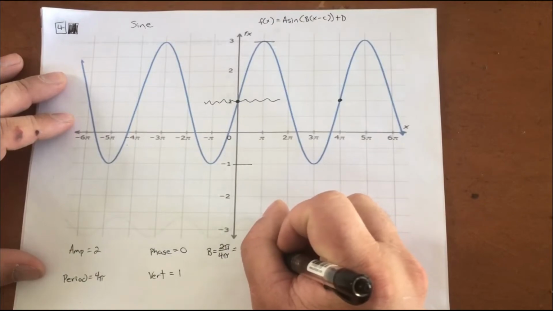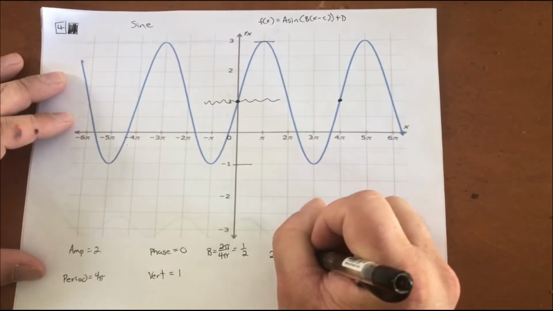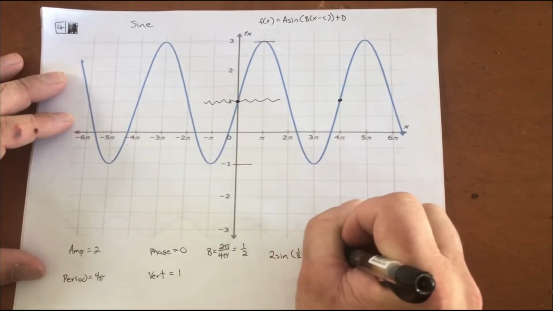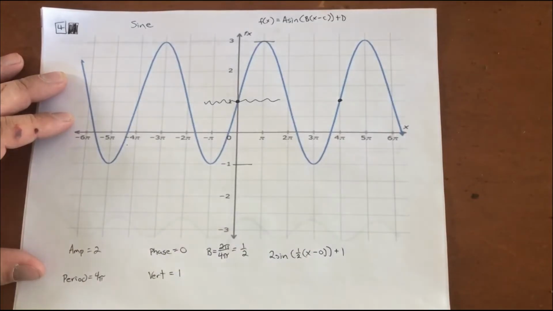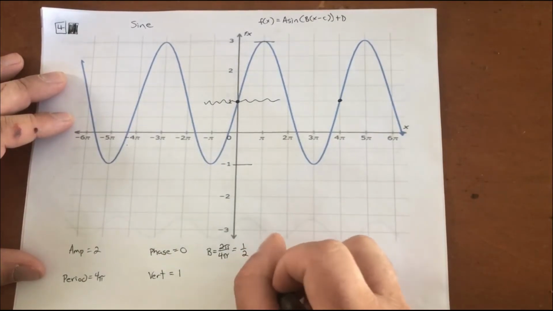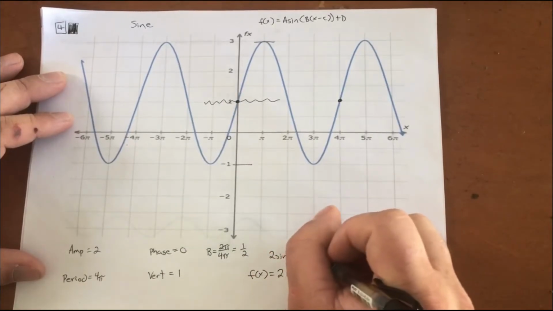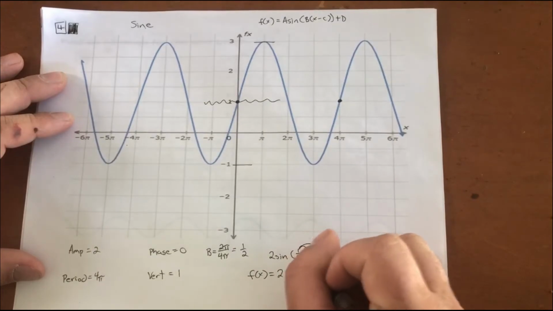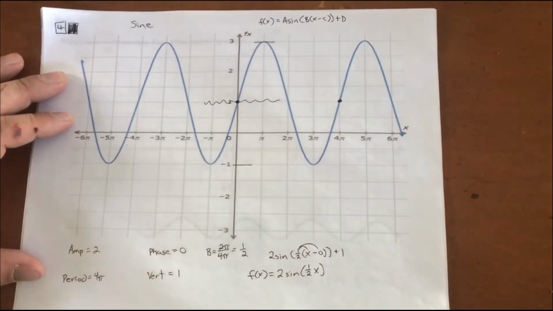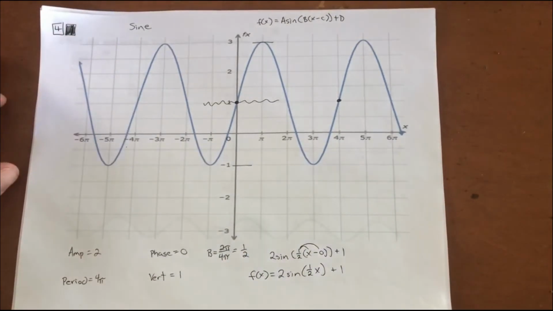All right, so my amplitude is 2 times the sine of B, which is 1/2 of x minus 0, since there is no phase shift, plus a vertical shift of 1. So my final answer is f of x equals 2 times the sine of, when I distribute the 1/2, it just gives me 1/2 x, close parentheses, because 1/2 times 0 is 0, and then I have my plus 1 at the end.